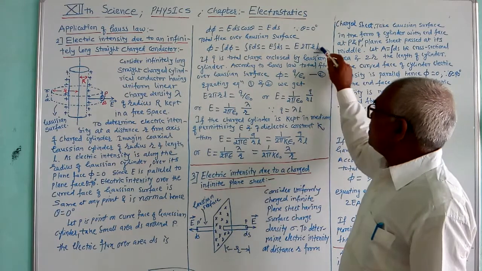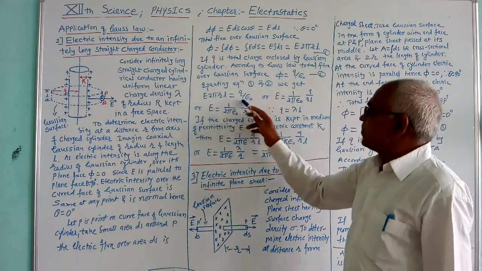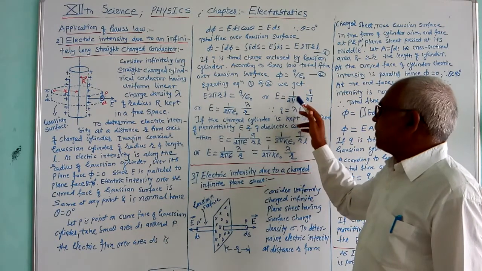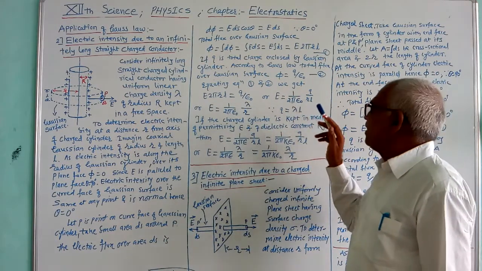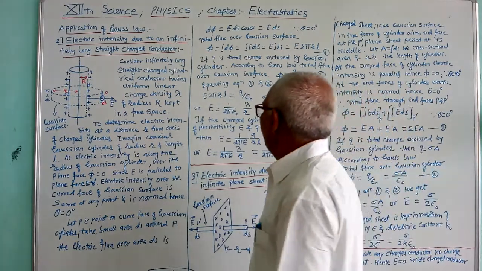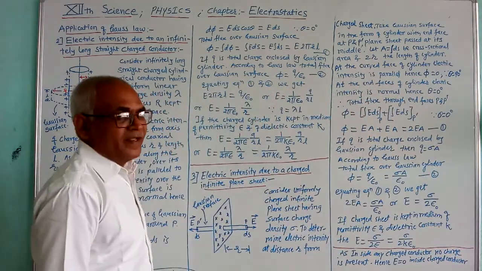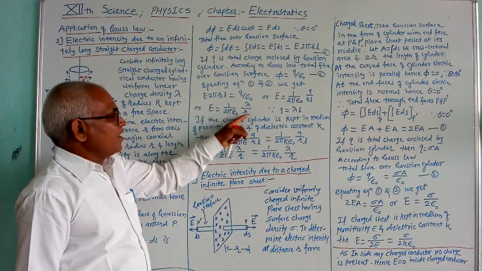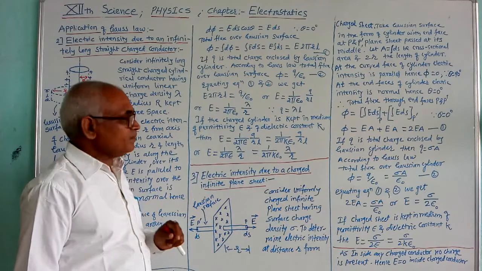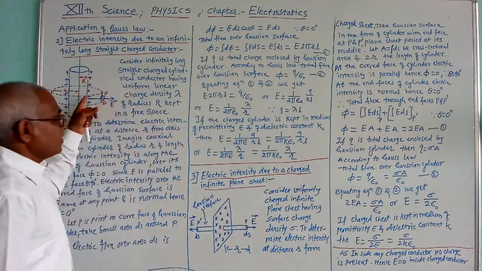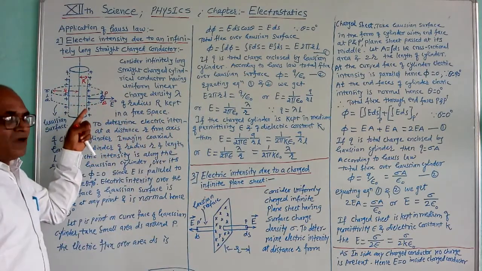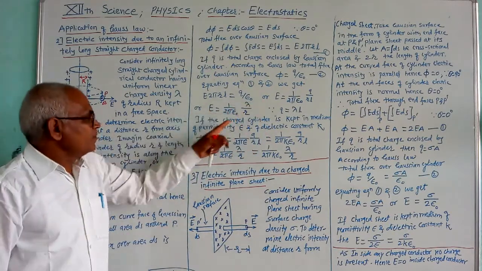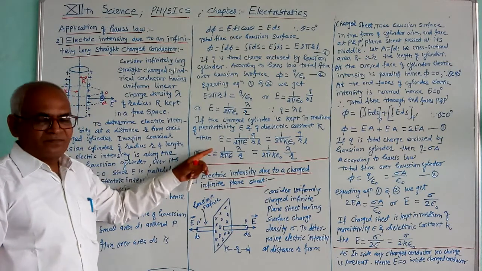By equating equation 1 and 2, we get electric intensity E is equal to 1 upon twice pi epsilon 0 into Q by r l. In terms of linear charge density, it is equal to 1 upon twice pi epsilon 0 into lambda by r. Now if this charged cylinder is kept in any medium of permittivity epsilon and dielectric constant K, then the same equation becomes in this form.